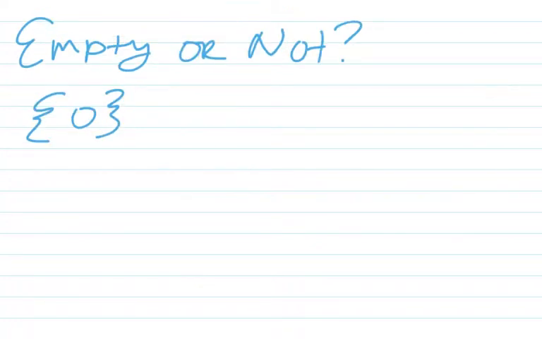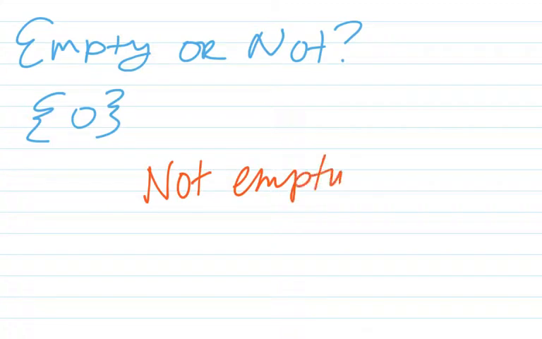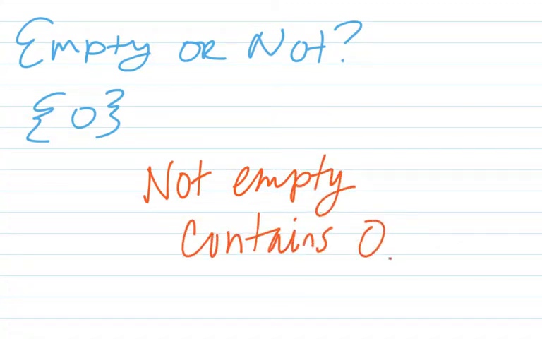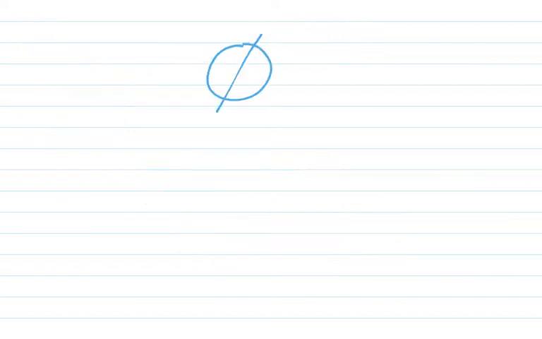Okay, empty or not. This one's tricky. Okay, this set contains 0. So it has an element. So this one is not empty. It contains 0. This one is the empty set.